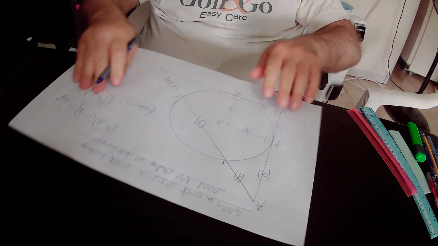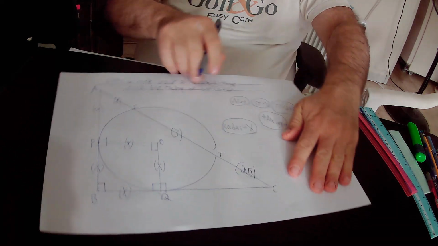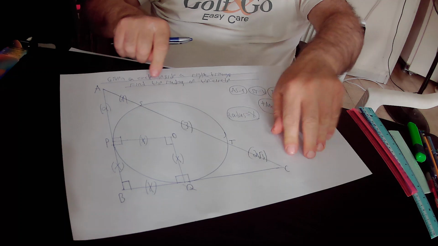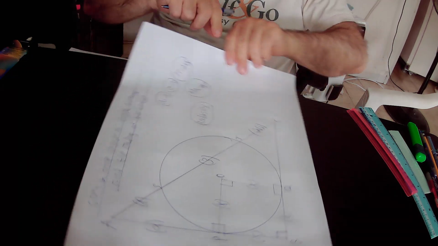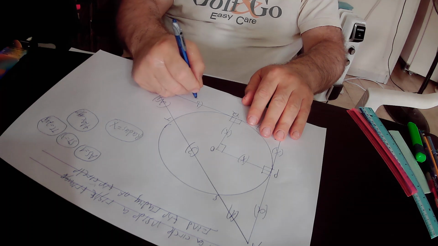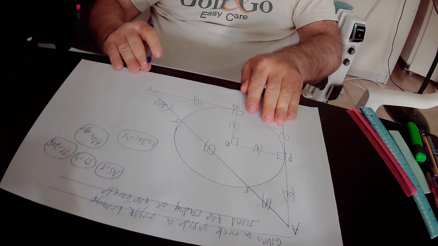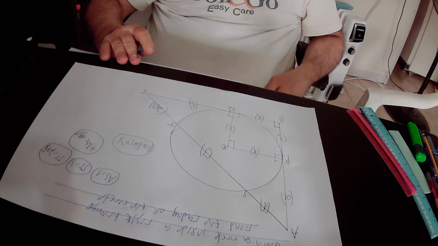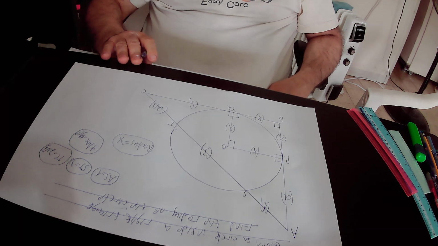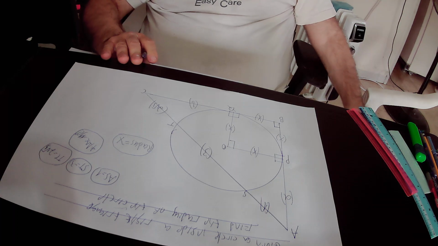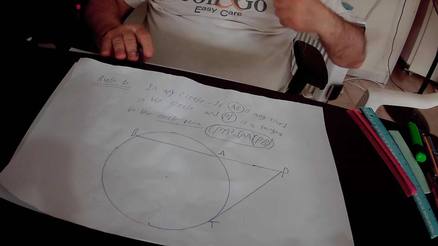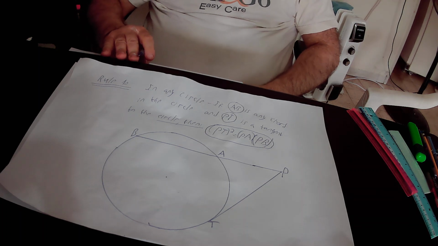And we define the length of this line segment QC as B. In the next step, we'll implement Rule 10 in our drawing. I'll repeat quickly on Rule 10. According to Rule 10, it is true in any circle.